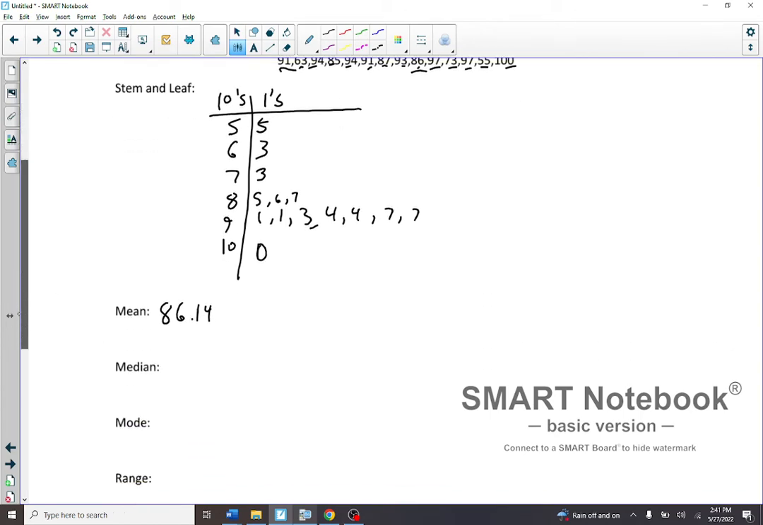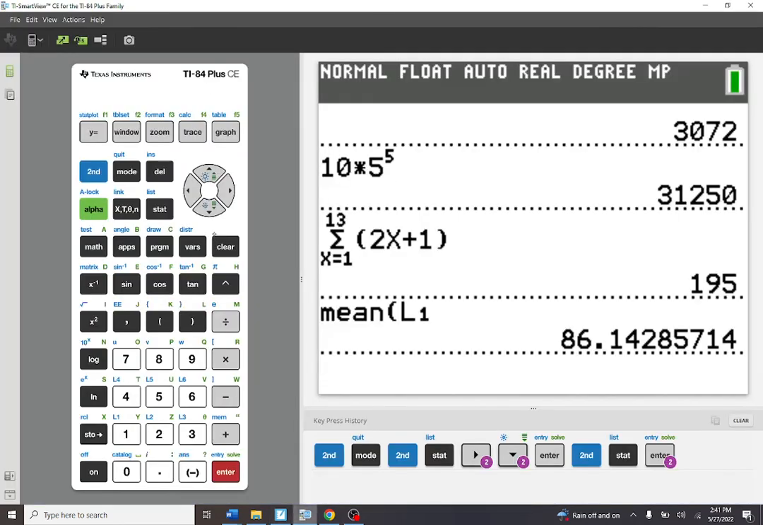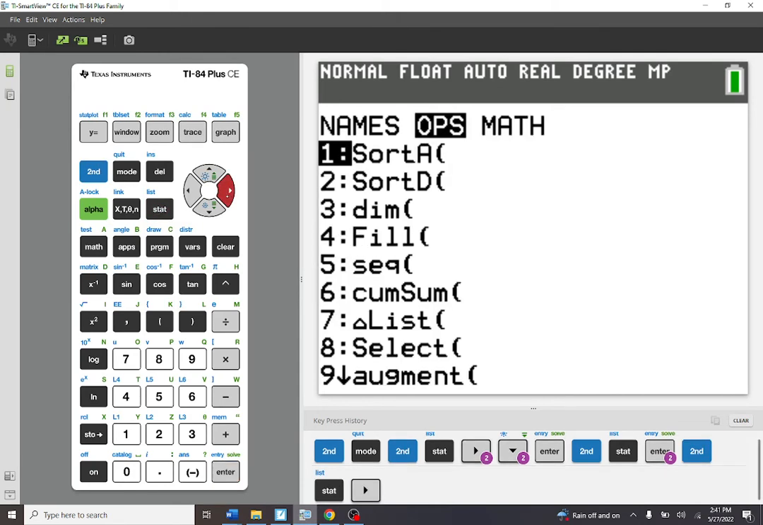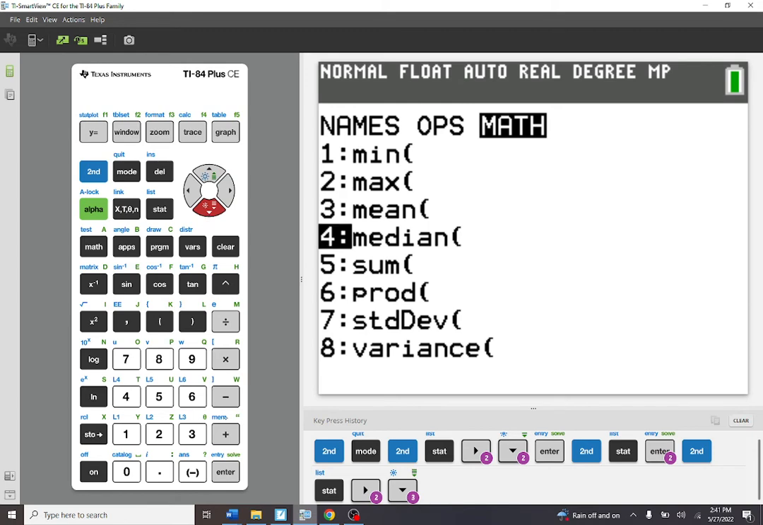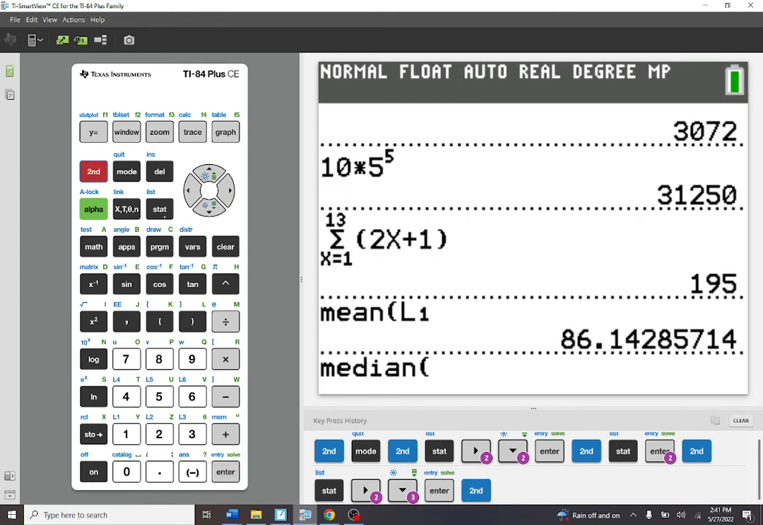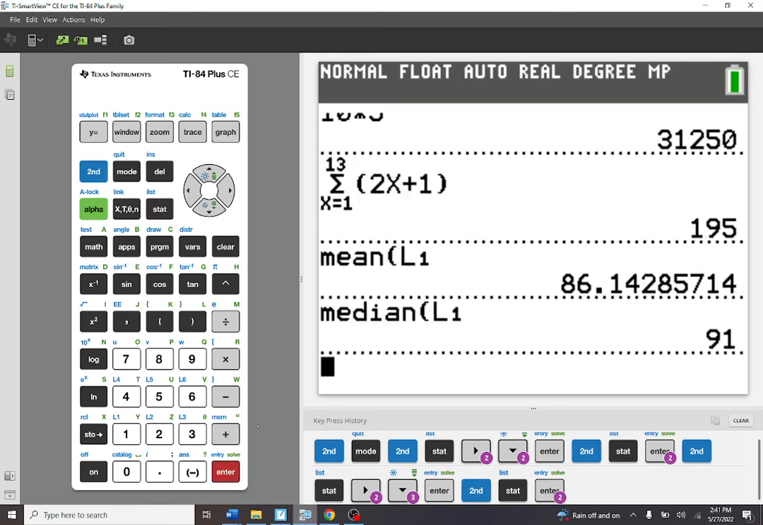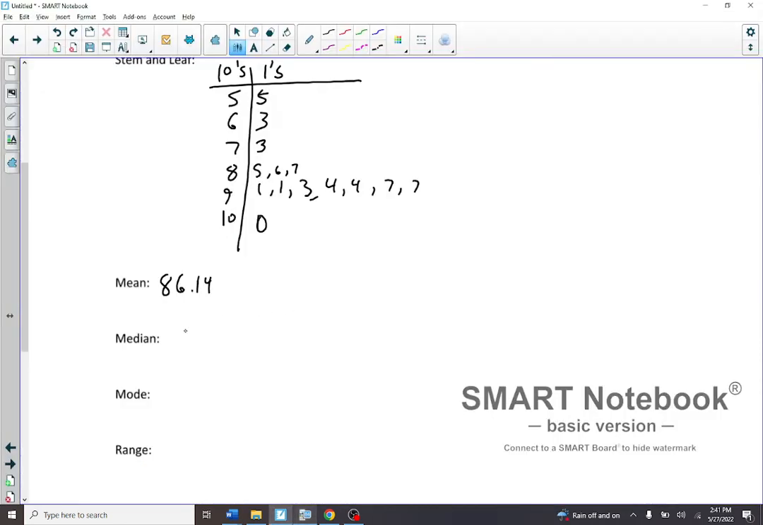Of course, you could add all the things and divide it yourself, but still. And I could do the same thing. Second list, we're going to get the median of L1, and that's 91. Now let's just check that real quick.